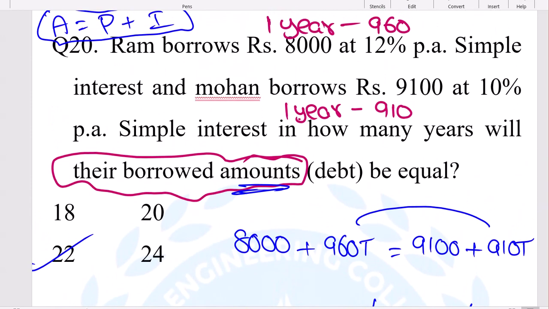What is that 960? 1 year interest. Here 12% per annum means for 1 year 12% interest. 1% is 80 here. For any value, 1% is the value divided by 100. Interest is calculated on principal. For 8,000, 1% is 80. 12% means 960. For 9,100, 10% is 910. For 1 year in this case 910 is the interest. For 1 year in this case 960 is the interest. They're asking about amount. Amount means principal plus interest both are required. If it were only interest, okay, I'd take 960 and 910 both. But here it is regarding amount. Amount must be equal. They clearly mention amount.